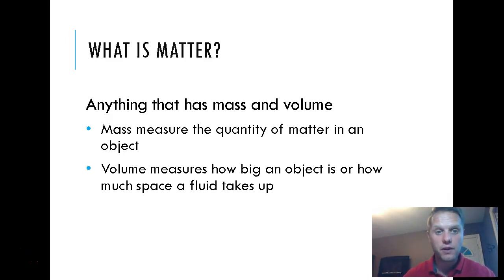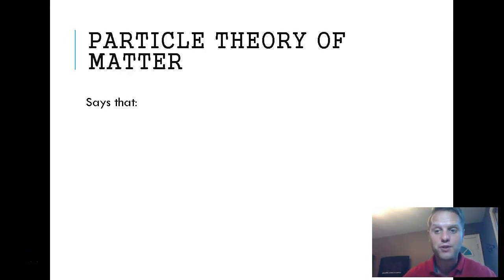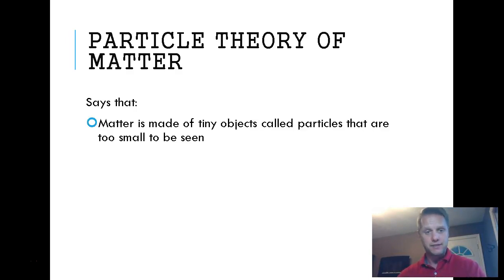Now this is a theory, but we're very certain because we can actually see the surface of atoms. We're very certain of this theory, and it's known as the particle theory of matter. And it says that matter is made of tiny objects called particles that are too small to be seen. Now we have the ability to see the outside of atoms at this current point, certain types of atoms. But when they came up with this theory, they weren't even able to see atoms at all.